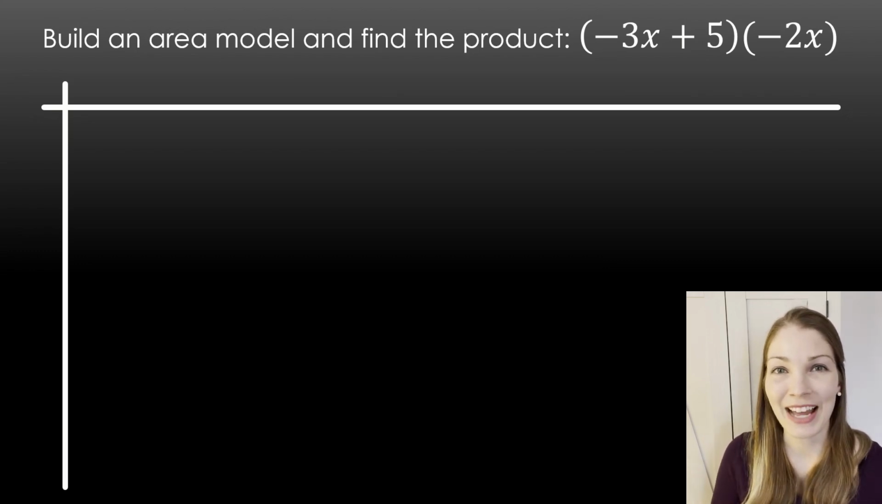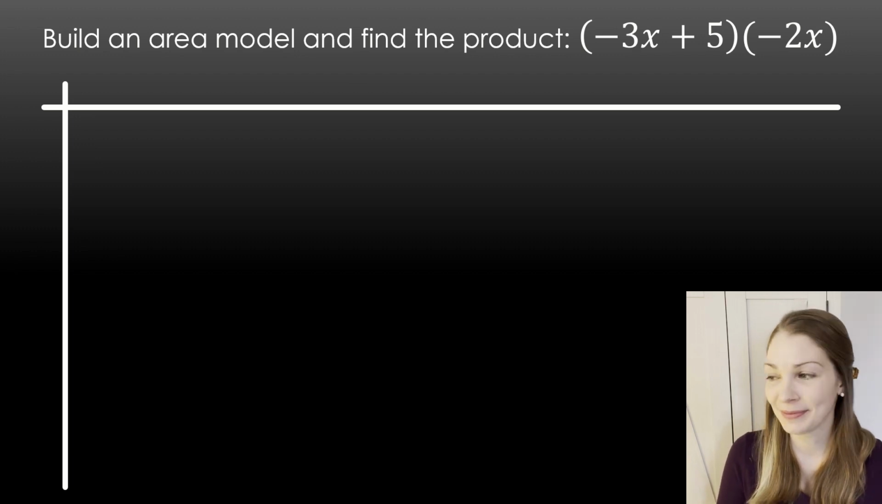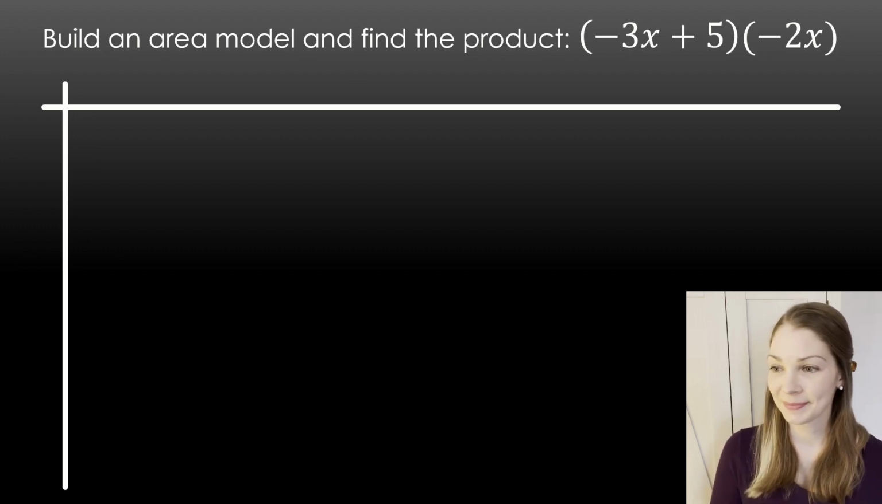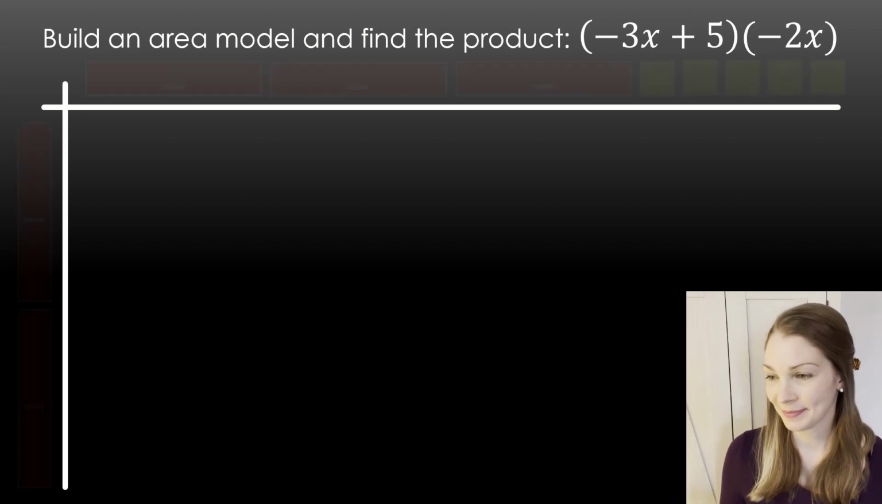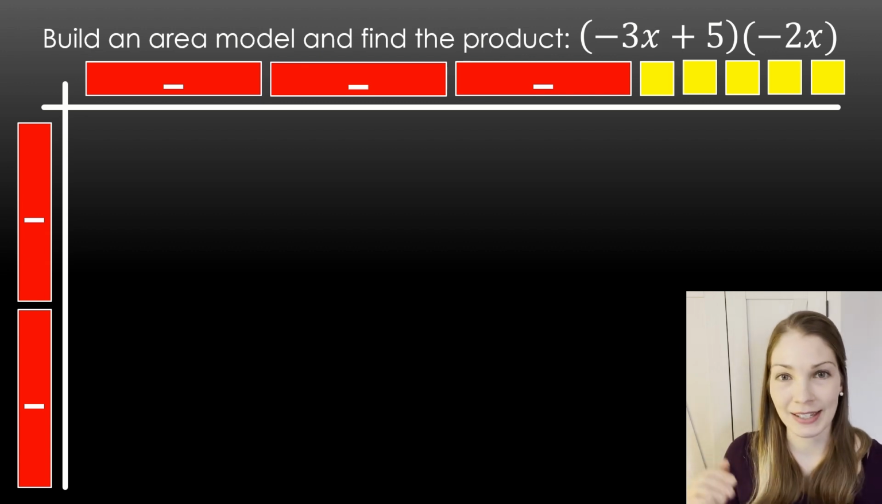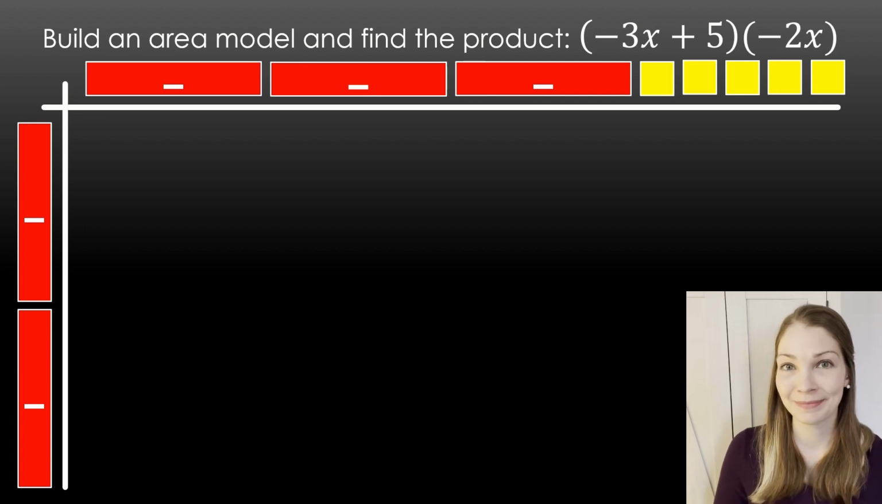Okay, let's up the difficulty just a little bit. So go ahead and try to lay this one out with your algebra tiles. Negative 3x plus 5 times negative 2x. All right, check and see, is this how you have your dimensions? Is this how you have your two factors? And then fill in that area. I'll give you a minute.